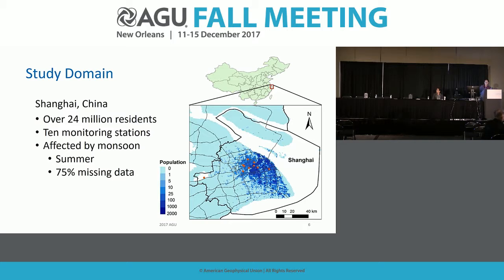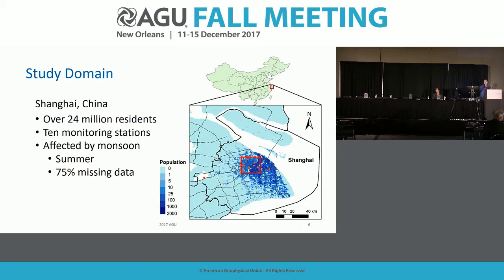So this is our study domain in Shanghai. Shanghai is located on the east coast of China. It is one of the largest cities around the world with over 24 million residents. This map shows the spatial distribution of our study population in Shanghai, and the darker blue indicates more people living in this region. There are 10 ground monitoring stations in Shanghai, shown in red dots, but 8 of them are clustered in a small region. Thus, measurements from these monitors may not represent the exposure level of people living in the southern part.